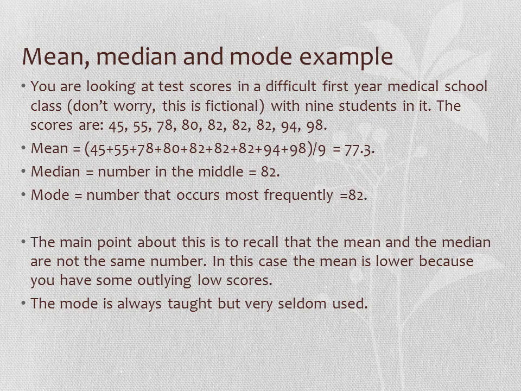And in many cases, the mean will be different than the median if there are some outlying scores, either low or high. So in this case, the 45 is significantly below the other numbers, and that drags the mean down where the median is 82. And so that's just worth remembering.